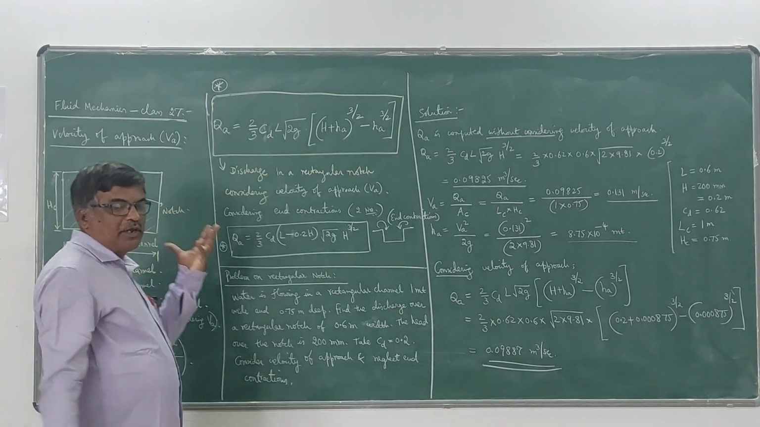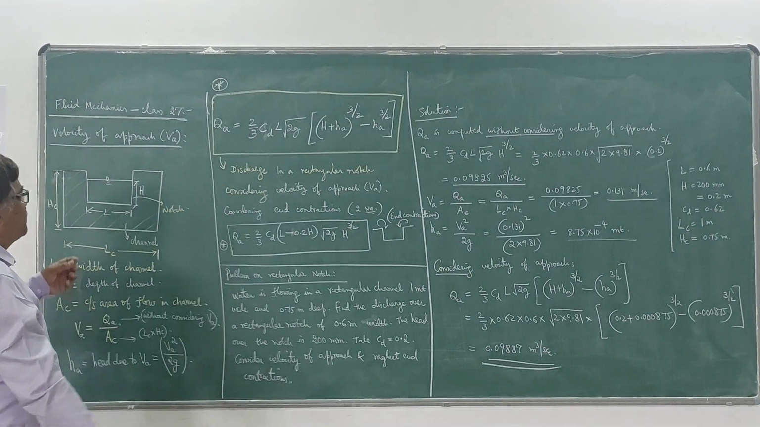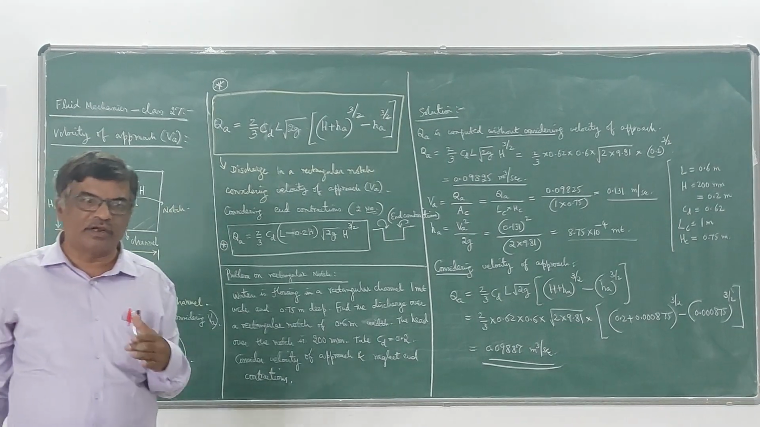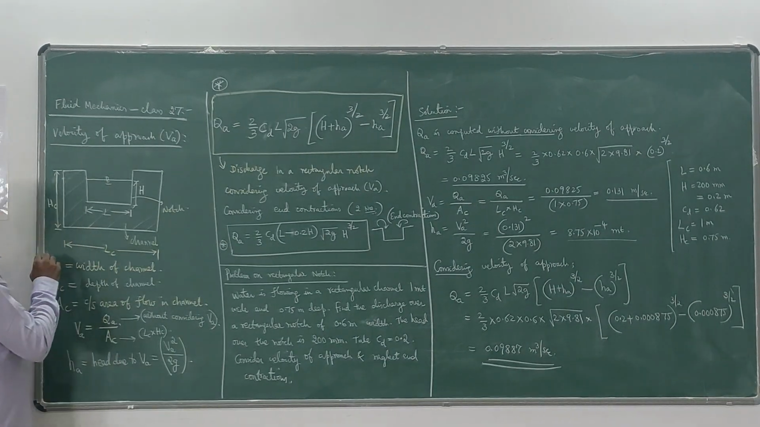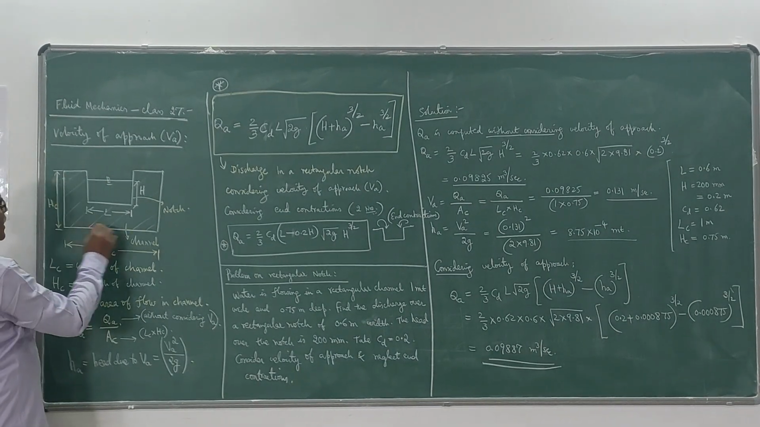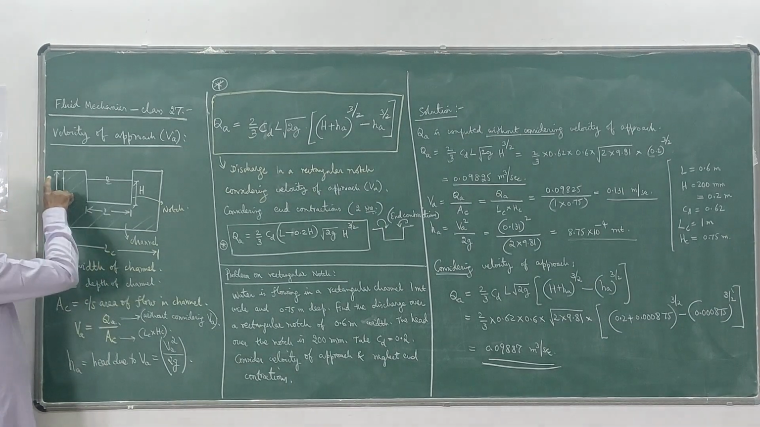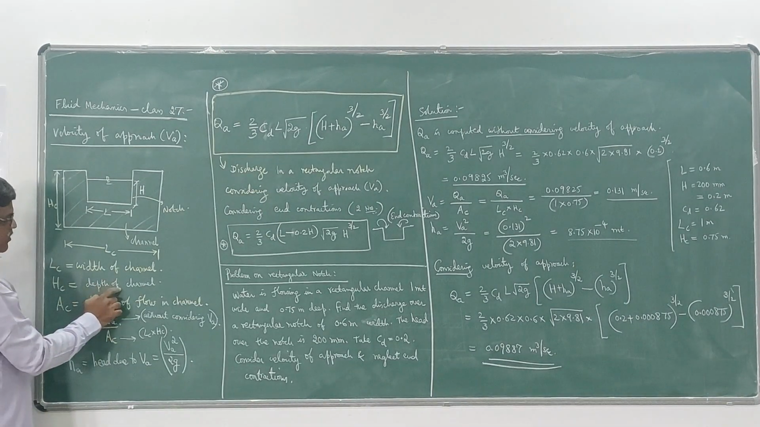Now I will explain the concept called velocity of approach, which is normally used in the computation of discharge over notches and weirs. Here, to understand the concept, I will consider a rectangular channel. The channel width is LC, channel depth is HC. So LC is the width of the channel, HC is the depth of the channel.